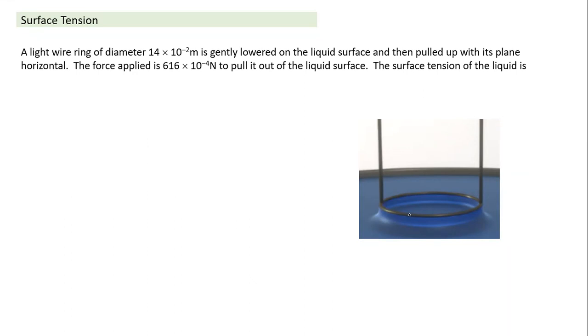We keep it horizontal. This light wire ring of some diameter is gently lowered onto the liquid surface and then pulled up. When you pull up, we notice this liquid tends to stick to the surface of the ring here. If you observe very carefully, it will tend to rise. And when it tends to rise, all along the ring the surface has become vertical. If we apply a force F here, for a particular force F it is in a state of equilibrium. If I increase the force further, the ring will come out.